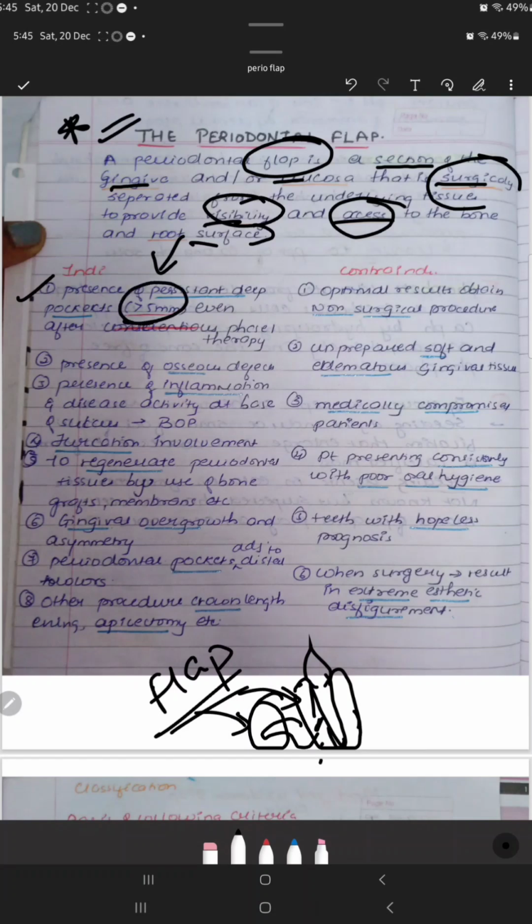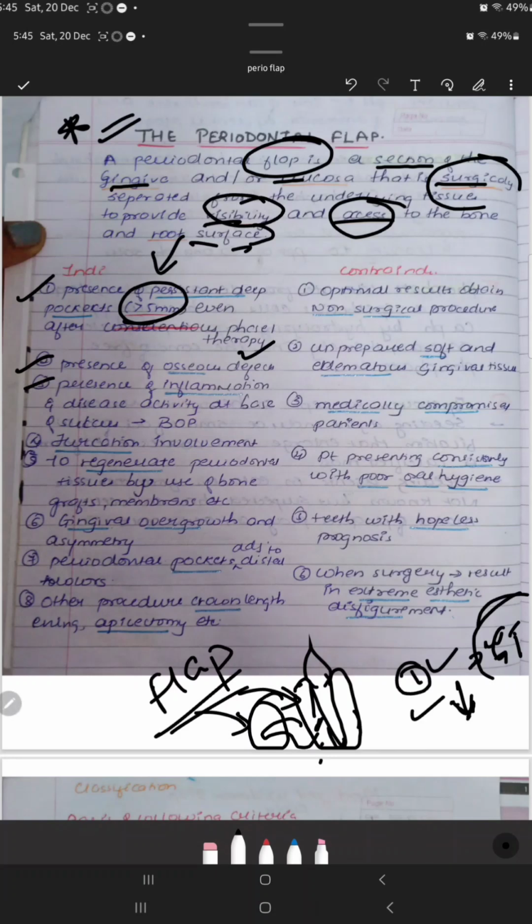So after phase 1 therapy, that is, you have completed the phase 1 therapy and done scaling, you see there are deep pockets present, so we have to debride and remove the granulation tissue from within the pockets. To remove the granulation tissue, we have to clean and surgically open the pocket to provide access to the root surface. Next is presence of osseous defect. If there is any defect in the bone, we have to raise the flap to remove these defects.